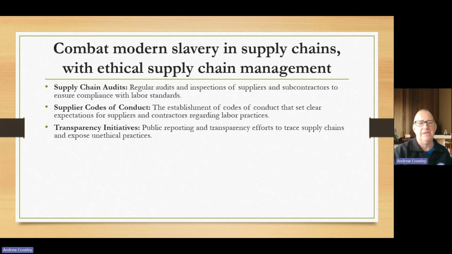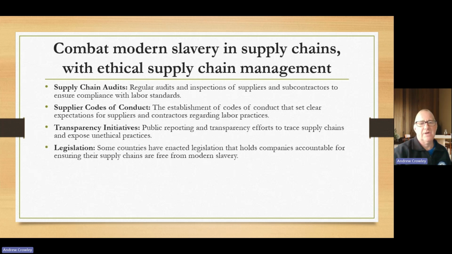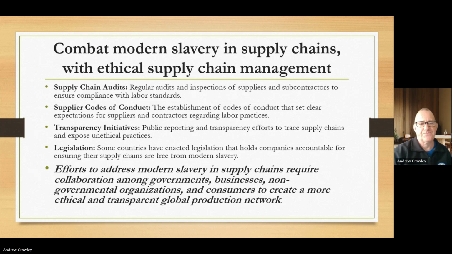And it all has to be transparent. So transparent reporting from one end of the supply chain to the other should expose and prevent the unethical practices. Yes, it will require legislation. Some countries already have it and some countries enforce it, but sadly many don't. So to address modern slavery in the supply chain, it needs collaboration among the governments, among businesses, non-governmental organisations and consumers. And I think the last one is probably the most important. With that, you can create a more ethical and transparent global production network.